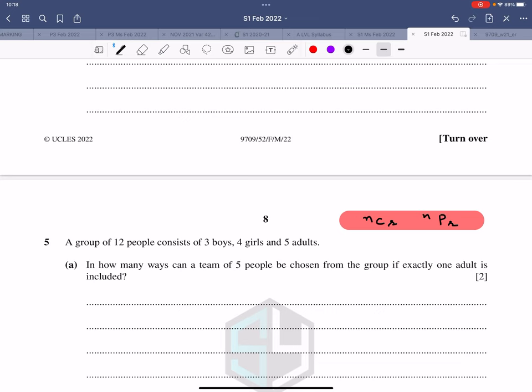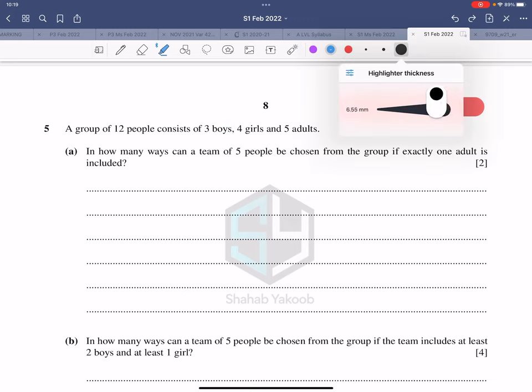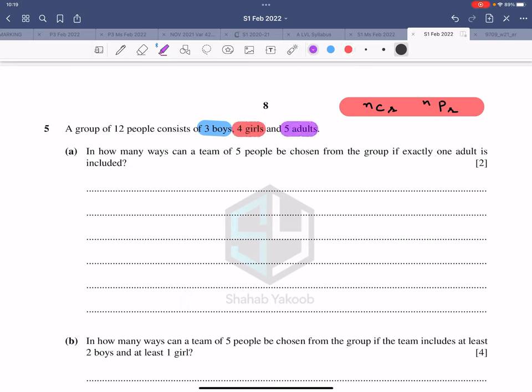The question says, a group of 12 people contains 3 boys, 4 girls and 5 adults. So let me just highlight it. 3 boys and 4 girls. Let me just reduce the size. So it's 3 boys, 4 girls and 5 adults. Now the question says, in how many ways can a team of 5 people be chosen from the group if exactly 1 adult is included?